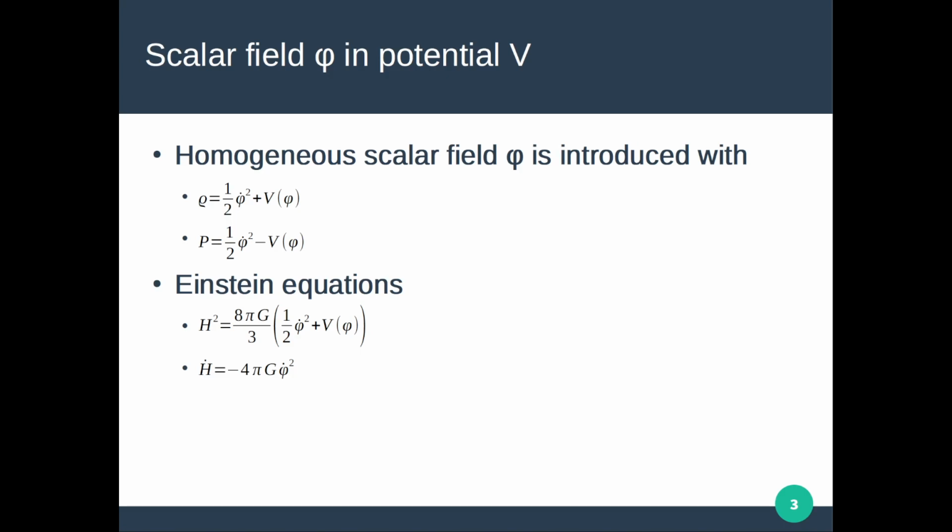In the following, I will also be using the Klein-Gordon equation, which gives the evolution of the field. It consists of an acceleration term on the left, a potential gradient term on the right, and then a Hubble damping term which comes from the expansion of the universe.